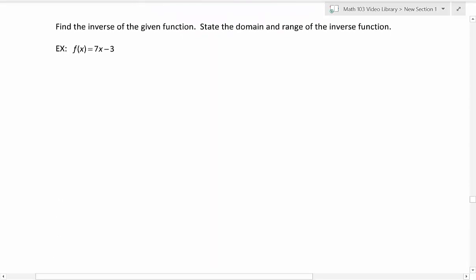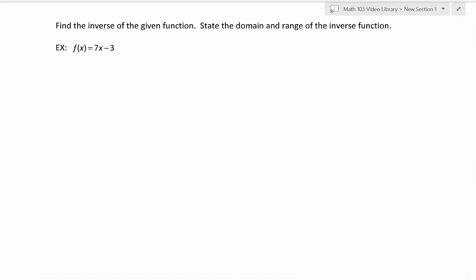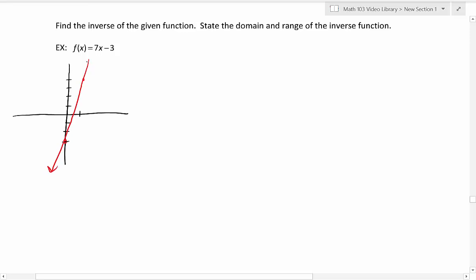Let's find the inverse of each given function, and we'll state the domain and range of the inverse function. So the first thing to do is to determine whether this is a one-to-one function. We'll draw a graph of f of x. This is a line with a y-intercept of 0, negative 3, and a slope of positive 7. When we draw this in, we get this diagonal line.